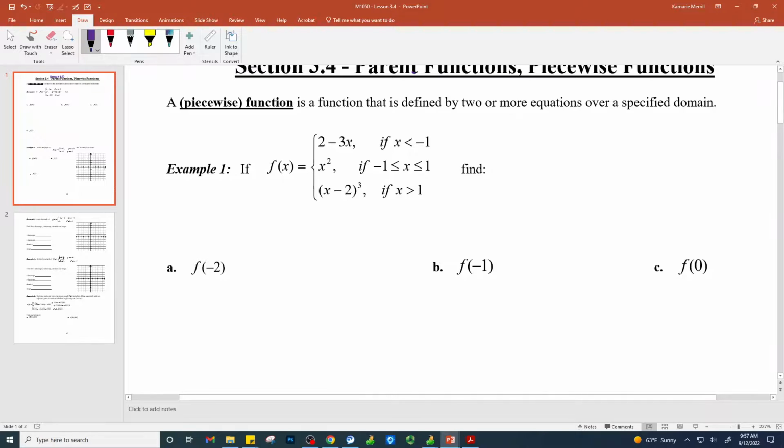Up here, these very important instructions say a piecewise function is a function that is defined by 2 or more equations over a specified domain. And then right here, make sure you realize that you must plug in. I know some people don't like the word plug in. I remember my dad saying, it's not a lamp, you're not going to plug it in. Substitute, but plug in within the function's domain.